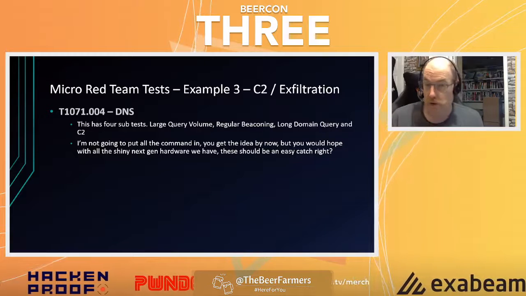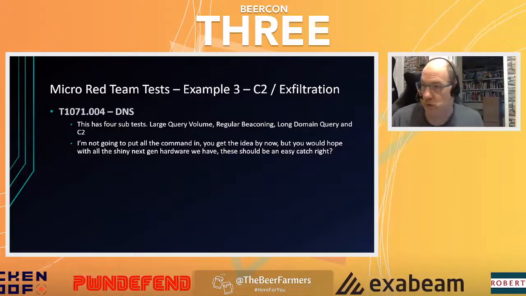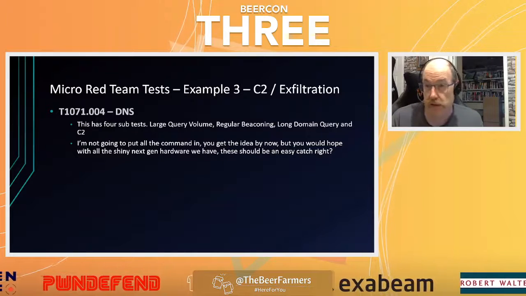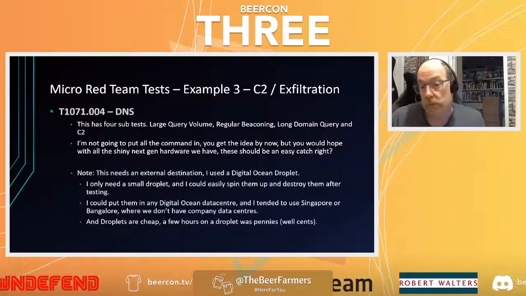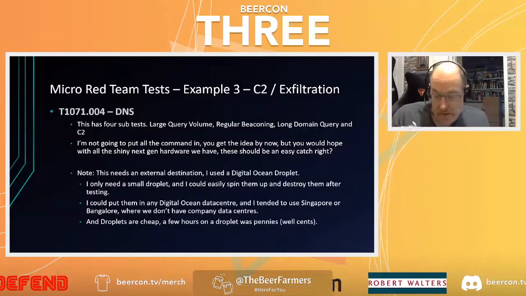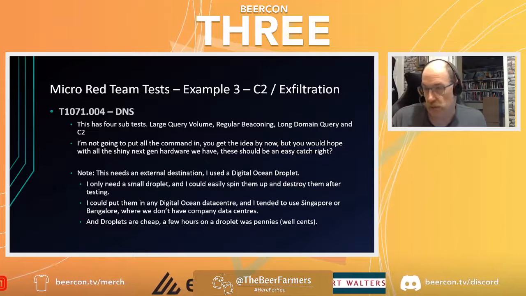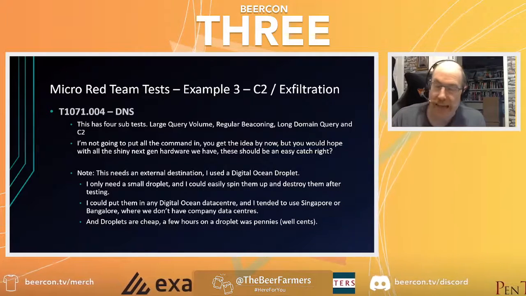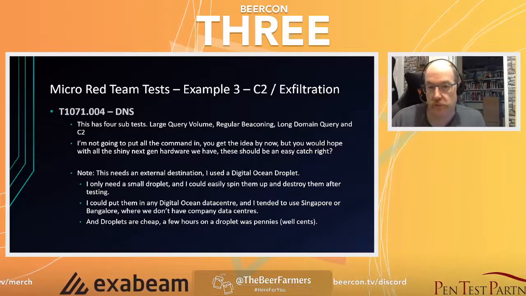But we've all got this wonderful next-gen hardware that can see all and do all, and it's going to surface these. It's going to tell us, and within minutes, it's going to maybe even block it. Well, we'll see. Something to note on this one is because it's DNS, it needs an external destination of some description. I used a DigitalOcean droplet.